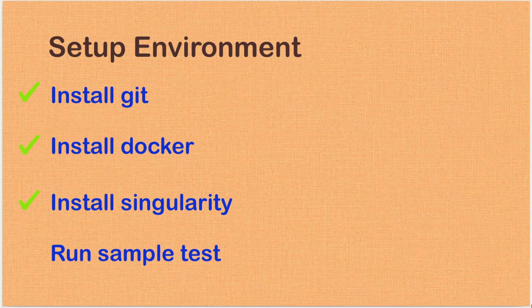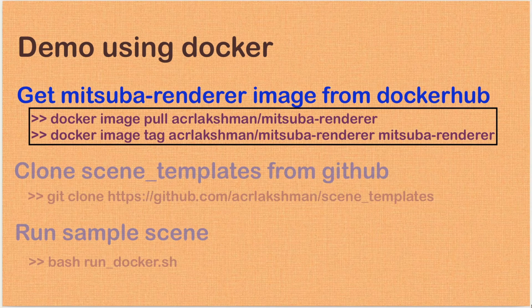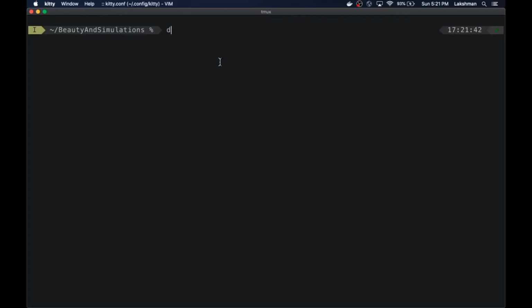I will quickly give a demo of rendering a sample scene file using both Docker and Singularity. First, we need to get the mitsuba-renderer's Docker image. I have prepared an image already that we will be using in this tutorial, and you can also use this while rendering results obtained from your projects. This step of getting the Docker image is only required once. We get the image by using this command.